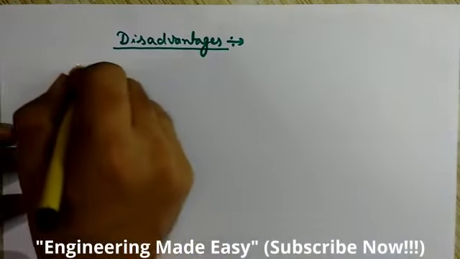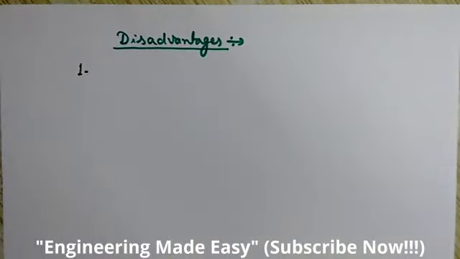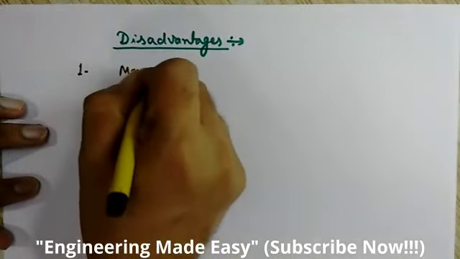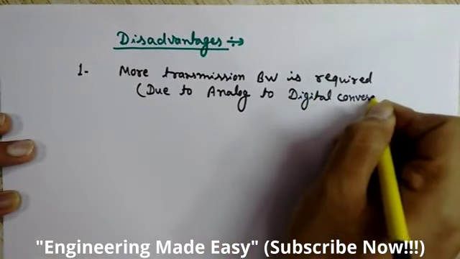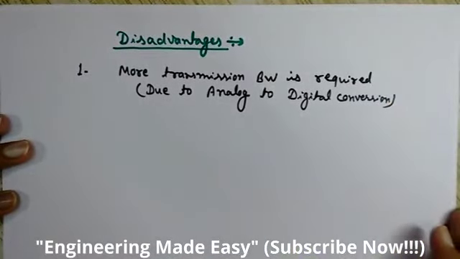Number one, more transmission bandwidth is required in digital communication as compared to analog communication. This is due to the increase in data rate when analog signal is converted into digital signal. It is due to the A to D conversion, analog to digital conversion. The data rate increases, so more transmission bandwidth is required. Clear?